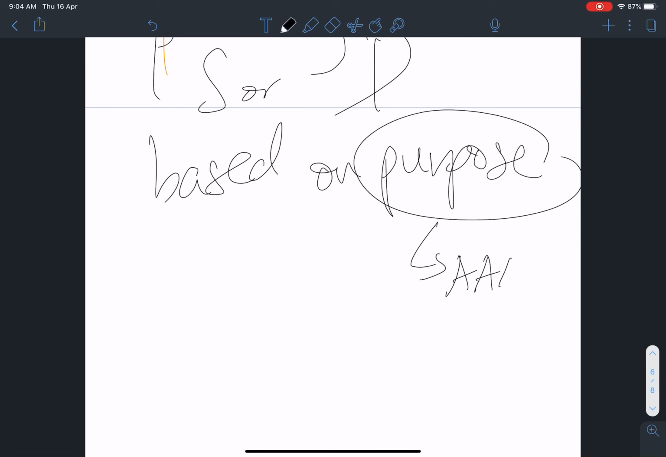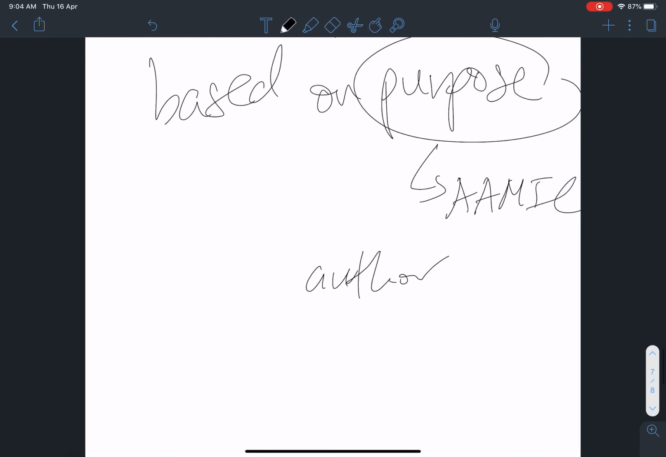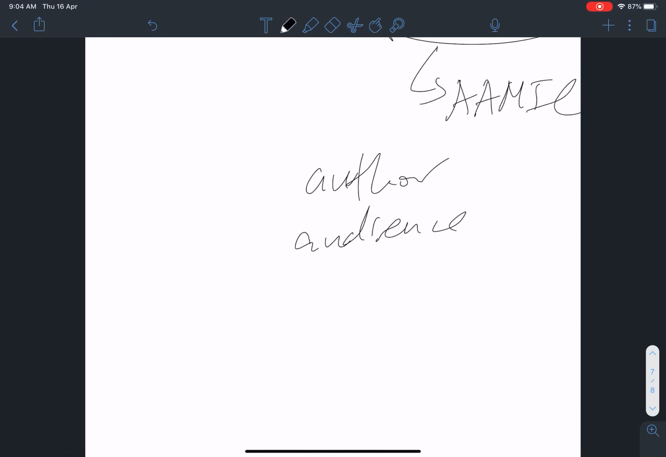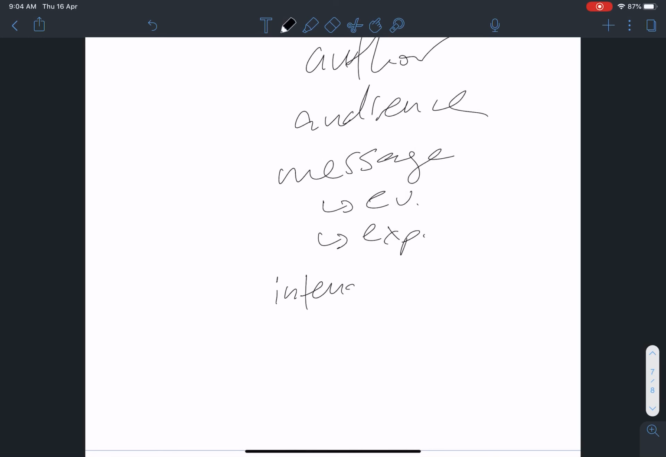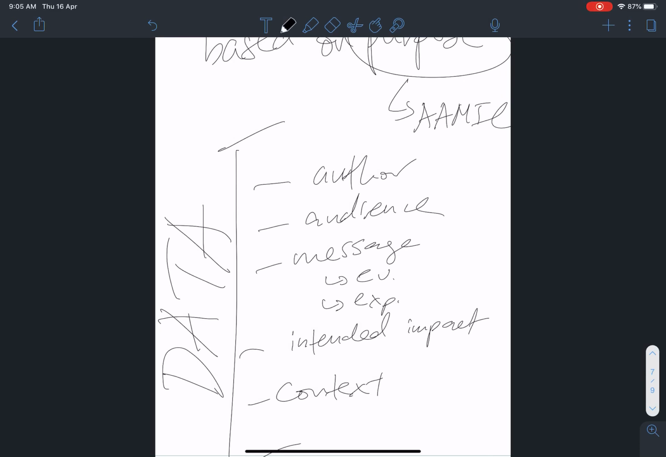You need to give me your AAMIC, which is your author. You should know this by heart. Audience, message with the evidence and explanation. Intended impact, or some may call it intended outcome, and the context. So in order to do this, you must analyze this for both sources and based on this data. Okay, all this is data. All this is information. You must tell me what's the purpose of all this information. All this information will help you to decide whether the sources are similar or not.